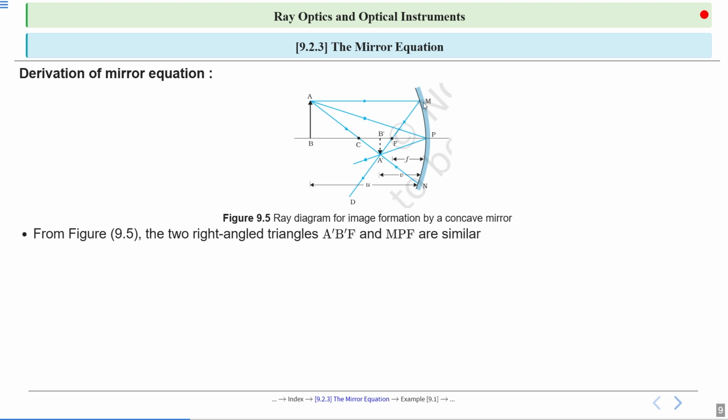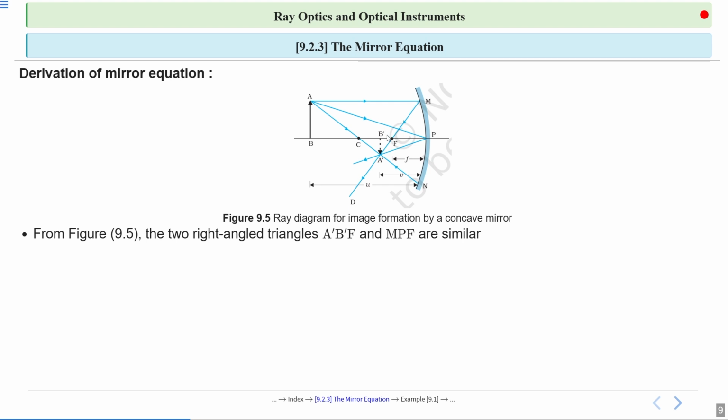Okay, since the rays we are considering are paraxial. What are paraxial rays? Those that are very close to the principal axis. So these rays are very close to the principal axis, so the line MP can be considered straight instead of curved, because this ray is very close to the principal axis. That's why we are considering this as a straight line and MPF as a triangle. So they are similar triangles.